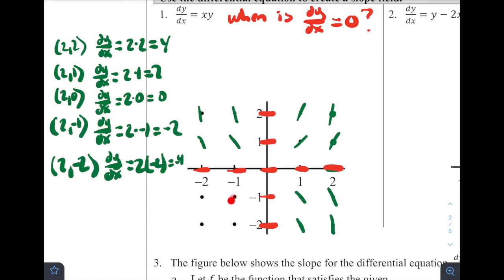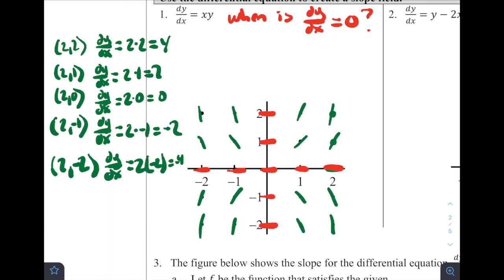Here we've got negative 1 times negative 1. If we multiply those, that is positive 1. Negative 1 times negative 2 is positive 2, so slightly steeper. Negative 2 times negative 1 is positive 2, so something like that. And then negative 2 times negative 2 is positive 4, so even steeper than that. So visually, this is my completed slope field. There's nothing special here about the colors, right?